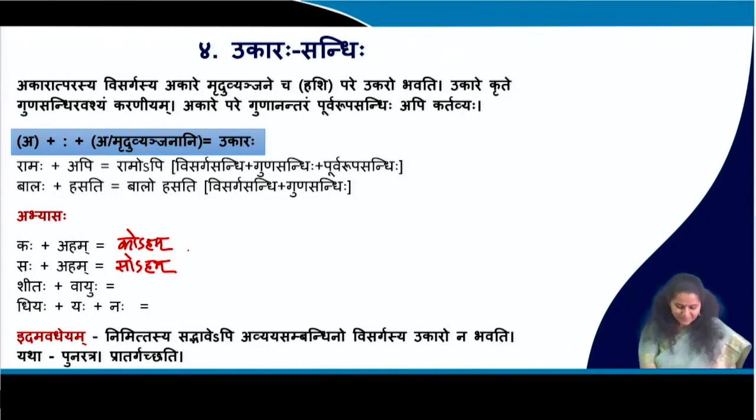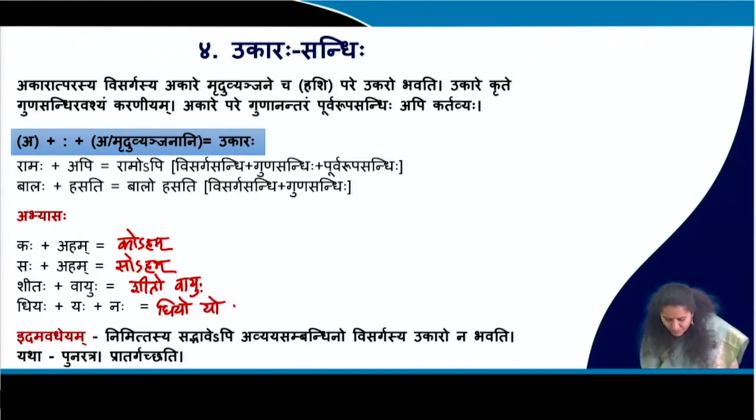Soham iti. Shitaha plus Vayu kim bhavishyati? Shito Vayuhu. Astu? Antimam, Dhiyaha plus Yaha plus Naha kim bhavishyati? Do you recognize this, where it's coming from? Uttavam, coming from the Gayatri mantra. Dhiyo yo Naha iti bhavati.